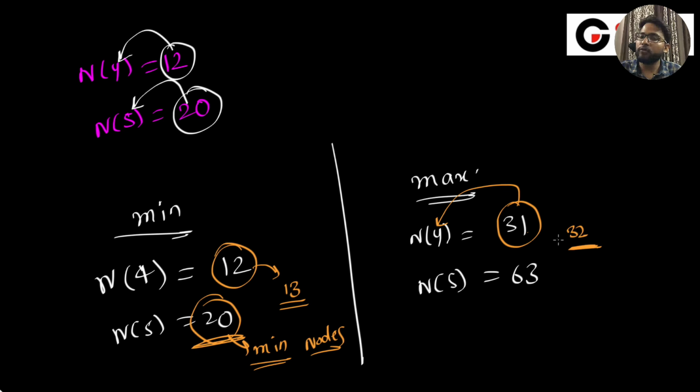If you have 32, then you have to go for the height 5. Now this 20 is the minimum number of nodes for height 5. Whatever is less than 20, maybe 13 or something, right? So something like that will not go to height 5. I hope I'm clear in this.